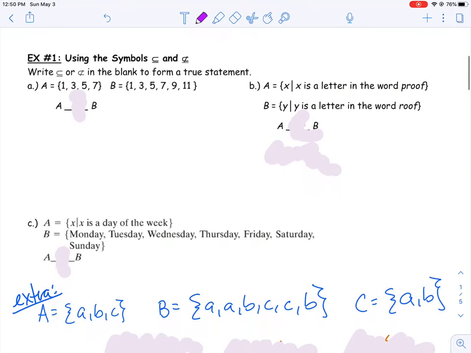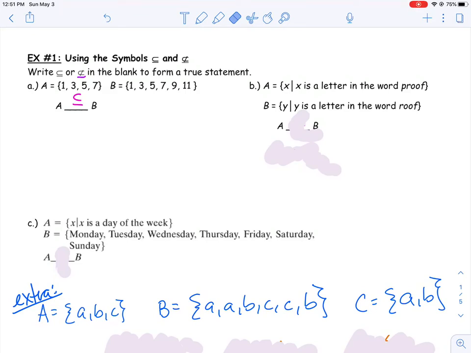Looking at example number 1, it asks us to write subset or not a subset in the blank to form a true statement. So looking at the first one, set A includes the elements 1, 3, 5, and 7, and set B includes elements 1, 3, 5, 7, 9, and 11. So if every element in set A is in set B, then A is a subset of B. So would you say that everything in A is also in B? Yeah, they both have a 1, 3, 5, and a 7. So we can say here that A is a subset of B because everything in A is in B.